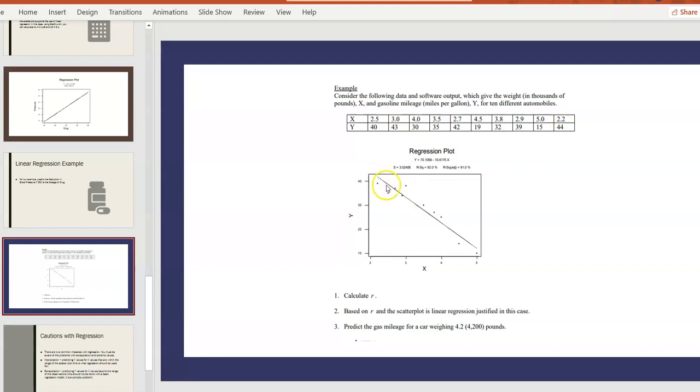All right, and let's notice as we look at this, it appears to have a negative linear correlation. It's negative because it is a negative slope. It's going down from left to right.